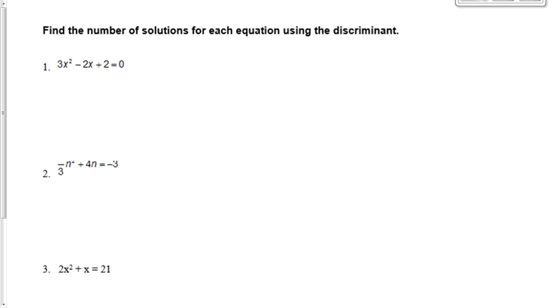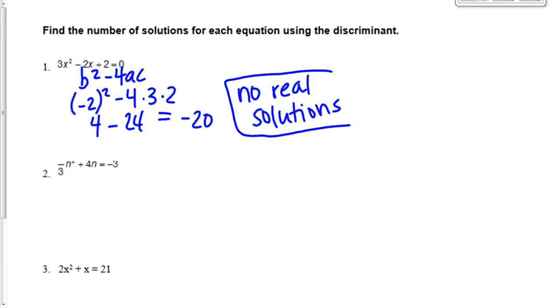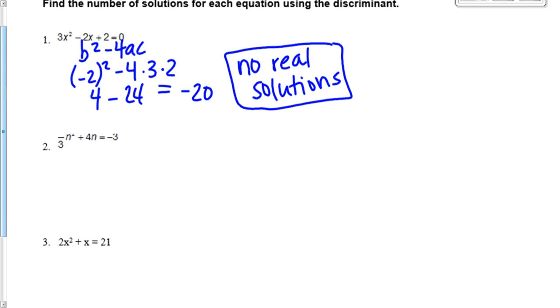So let's kind of explore this further. You've got 3 problems here. We're just going to find the number of solutions, not what they are, just the number of them. So on number 1, let's do b squared minus 4ac. Let's plug in our numbers. So -2 squared minus 4 times 3 times 2. This will be 4 minus, let's see, 4 times 3 is 12 times 2, 24. That gives me -20. That means that there are no real solutions because my discriminant was negative. Okay, when you get a discriminant that's negative, you're not going to have any solutions. Now that's useful because you wouldn't want to go through the whole quadratic formula just to find out that you couldn't have a solution anyways.